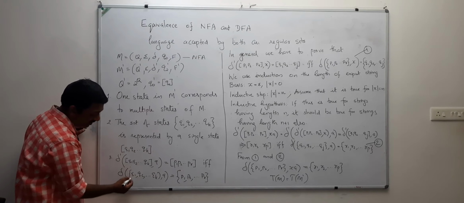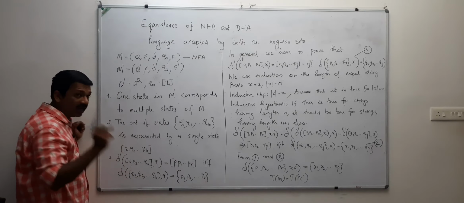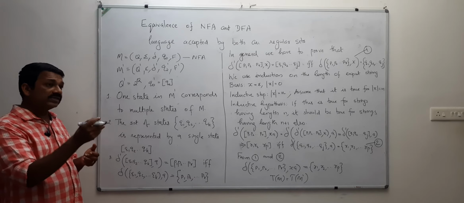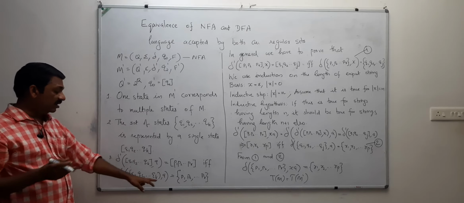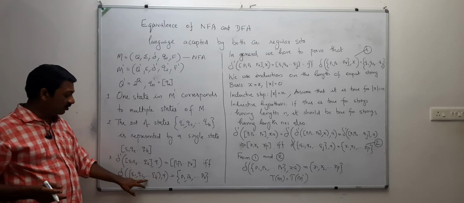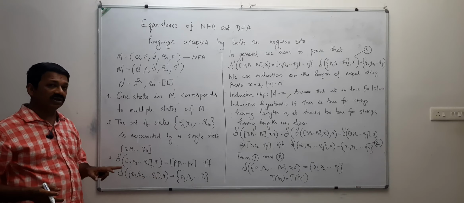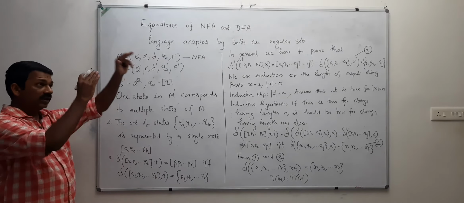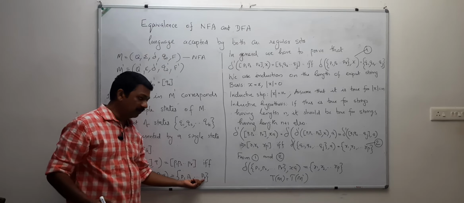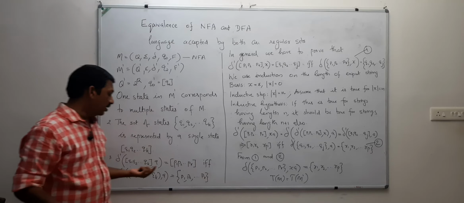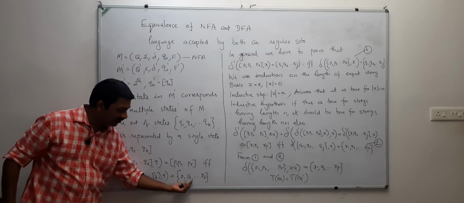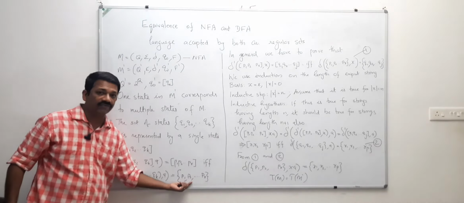Here, how many states are there? Q1, Q2, etc. up to K number of states are there. You are going to apply the transition for A: for Q1, Q2 on accepting A, Q3 on accepting A, up to QK on accepting A. What is that? Take the union of all those and let it be P1, P2, etc. up to PR.